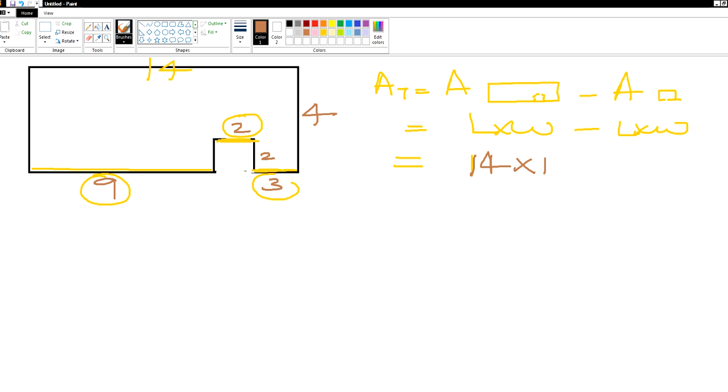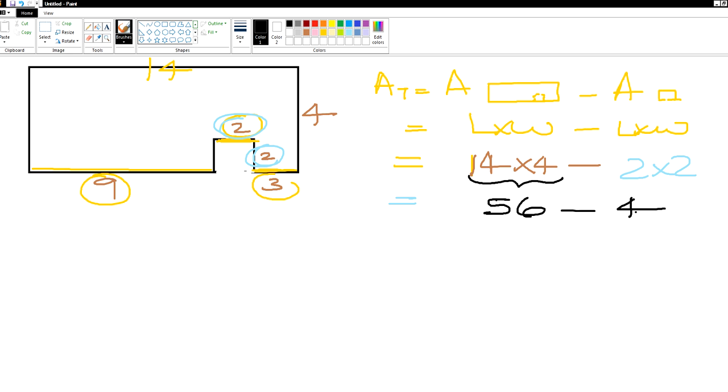14 times by 4 minus what's the area of the small shape? 2 times by 2. So that gives us what? 14 times by 4 will give you 40 plus 16, which is 56. 56 minus 2 times by 2, which is 4. 56 minus 4 will give us an answer of 52 centimeters squared. Area total.